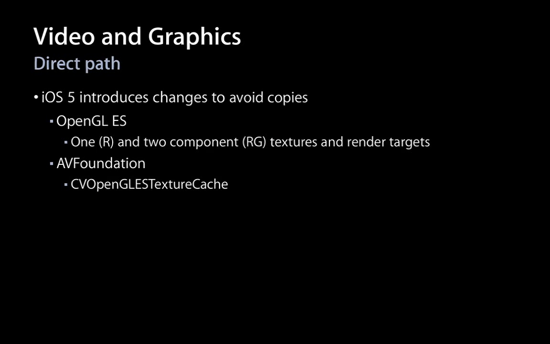On the OpenGL side, we introduced R and RG, 1-component and 2-component textures and render targets. And on the AV Foundation OpenGL side, we added a new API called CV OpenGL ES Texture Cache. Actually, there's 2 APIs within AV Foundation that help you implement this change.